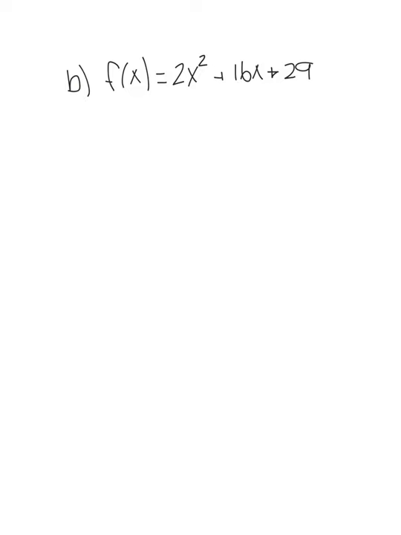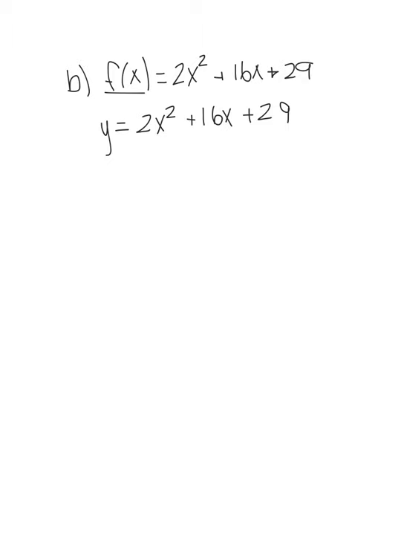Our next example is f of x is equal to 2x squared plus 16x plus 29. Now right away we can see that this example is going to be more difficult. Because we have an x squared and an x, we can't just simply rearrange the equation and solve like we could in the previous example. So the first thing that we're going to do is step number 1. We are going to replace the f of x with a y. So we are going to get y equals 2x squared plus 16x plus 29.